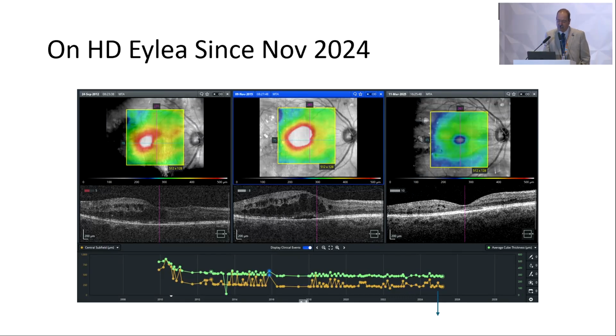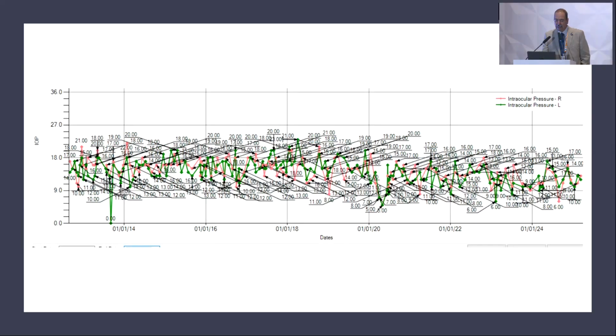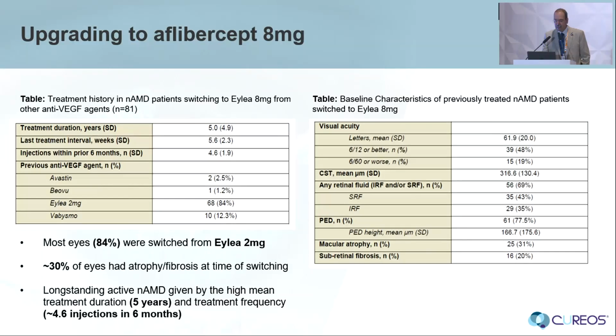You see the first two OCTs on the left. These two, he's still running on Eylea. And then we switched him over to Eylea HD, and he's had a pretty good response. So he's been treated since 2011, and that's his intraocular pressure right through.